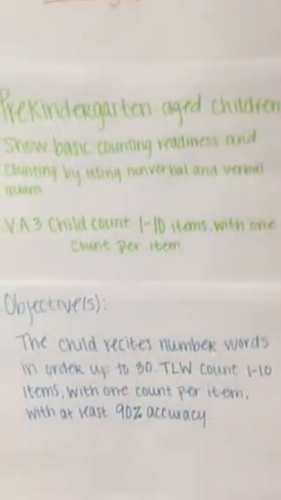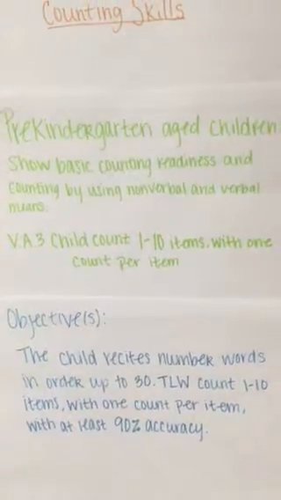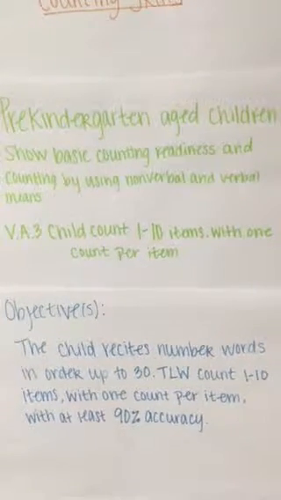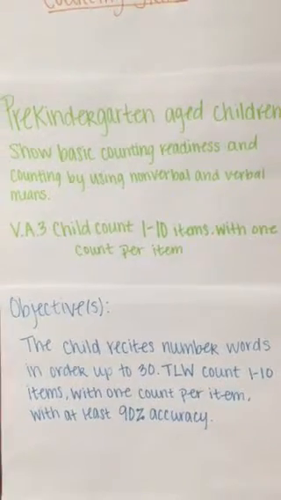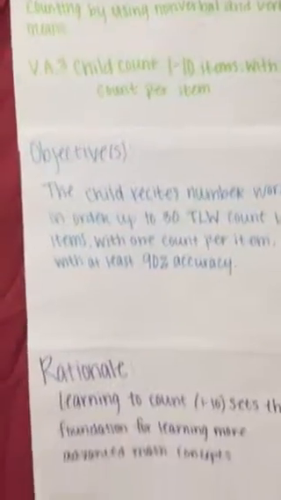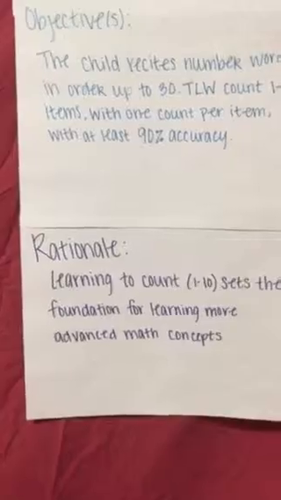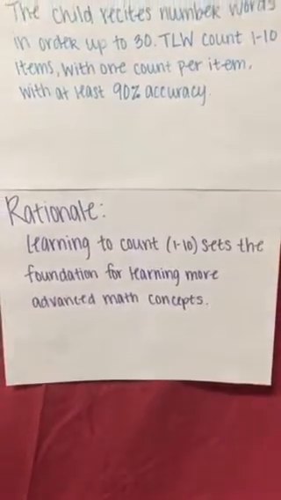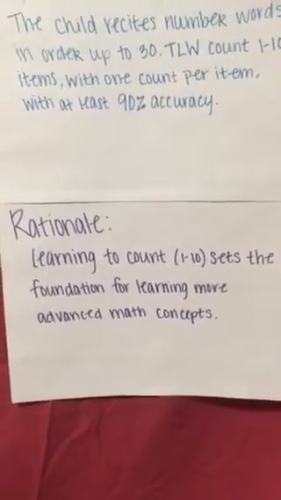The objective: the child recites number words in order up to 30. The learner counts 1 through 10 items with 1 count per item with at least a 90% accuracy. Rationale: learning to count 1 through 10 sets the foundation for learning more advanced math concepts.